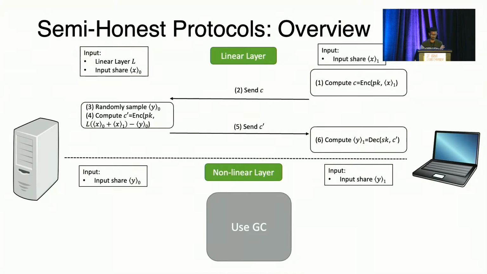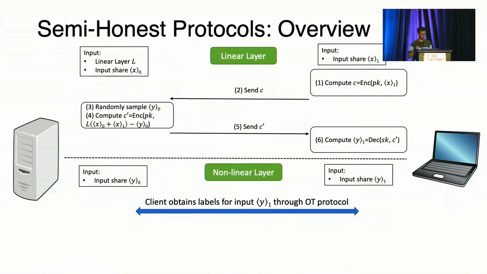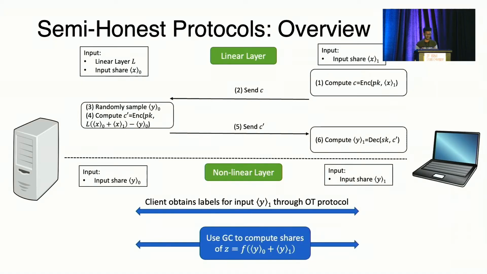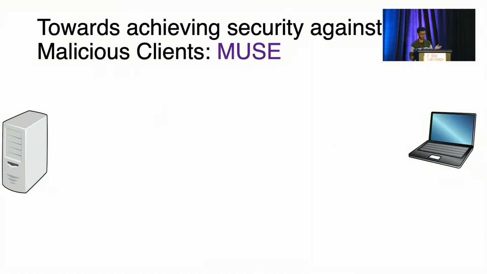So for this, corresponding to input share Y0, the server can easily send its labels because it is the one that created the garbled circuit. Whereas for the client's input Y1, the parties need to be involved in an OT protocol such that the client learns labels corresponding to input Y1. Once they obtain these values, they can run a garbled circuit to compute shares of the output of the nonlinear function f on the reconstructed value and obtain the output shares of the nonlinear layer.